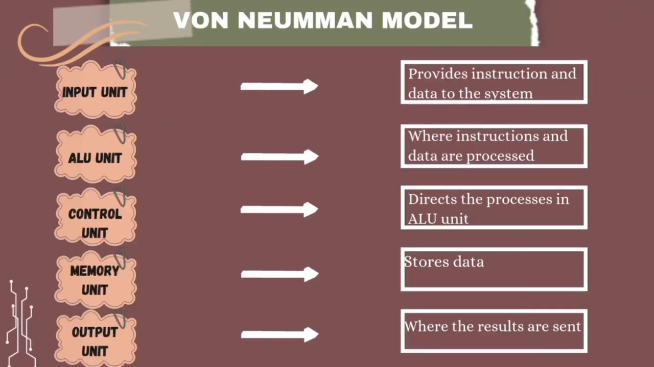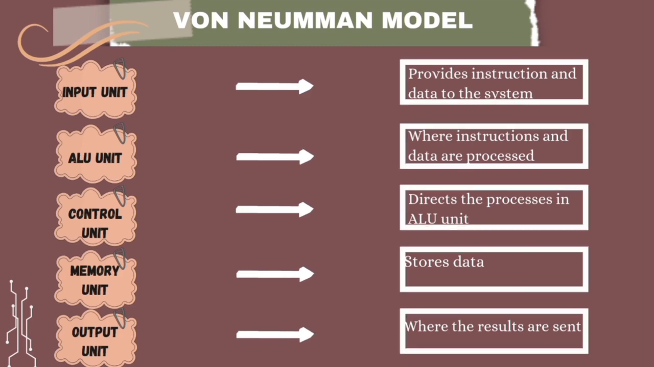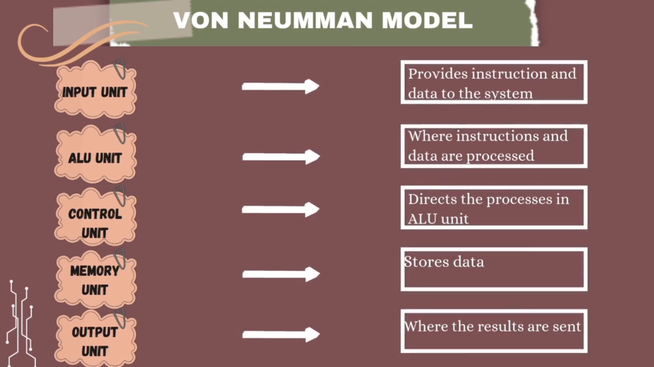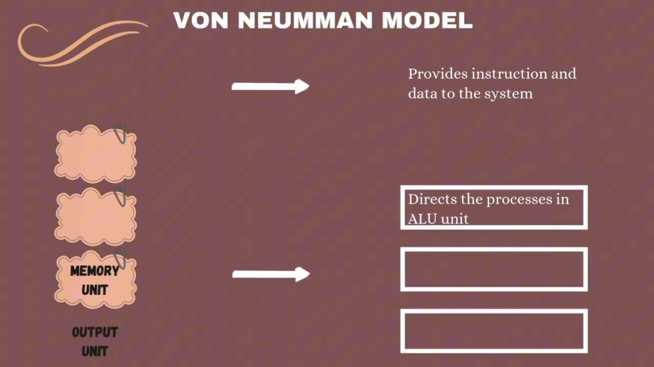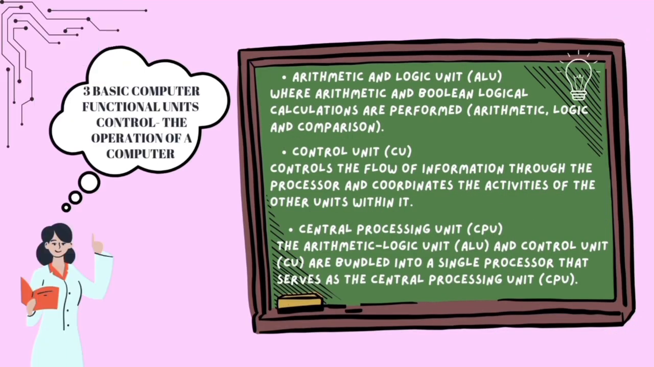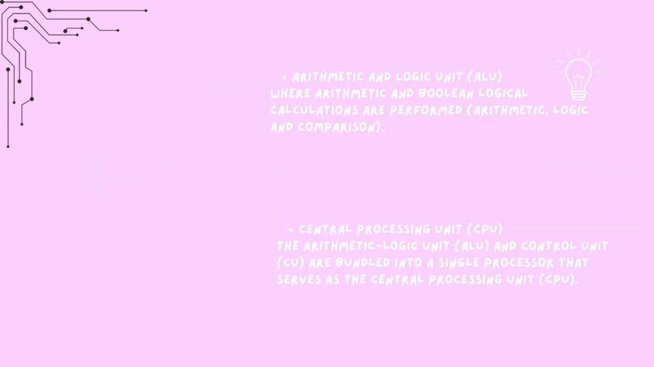The von Neumann model consists of 5 units, which are input unit, ALU unit, control unit, memory unit, and output unit, and each has its own purposes. And this is a diagram that shows top-level structure. There are 3 basic computer functional units that control the operation of a computer, which are arithmetic and logic unit ALU, control unit CU, and central processing unit CPU.